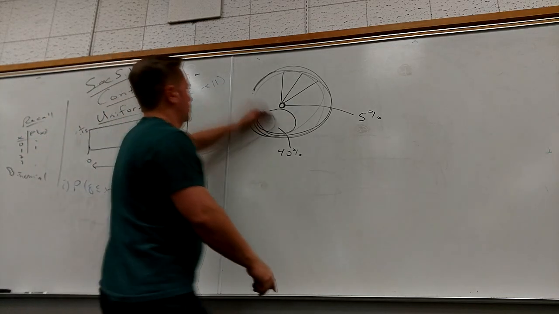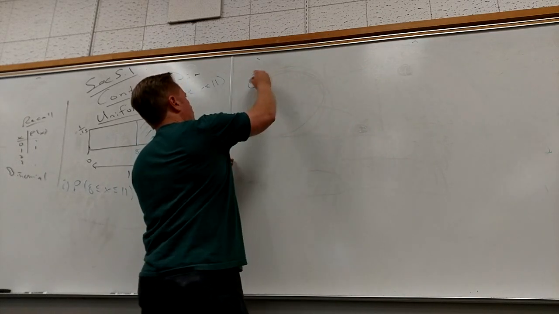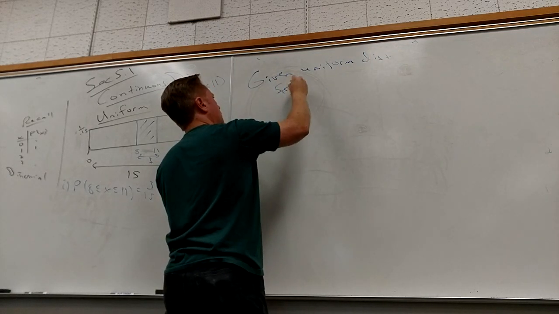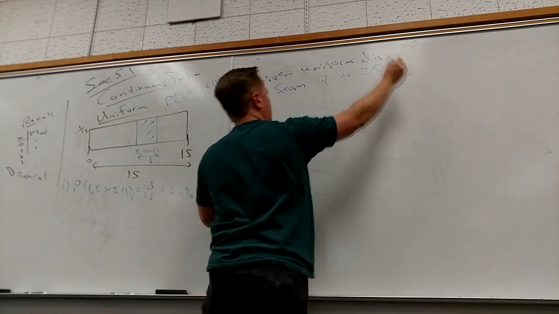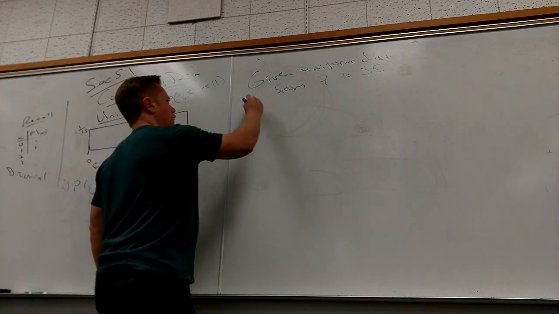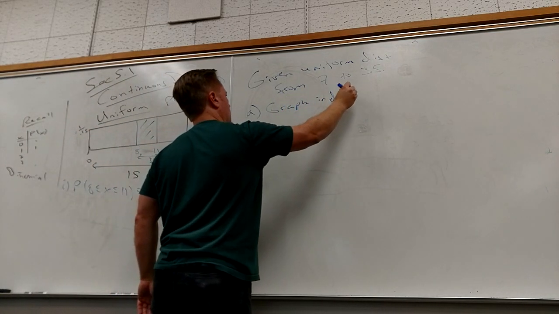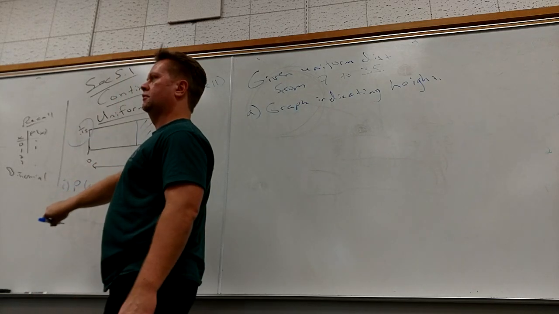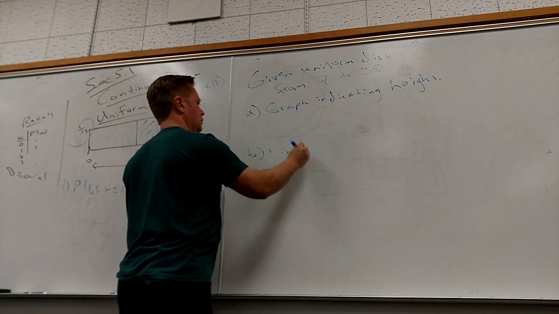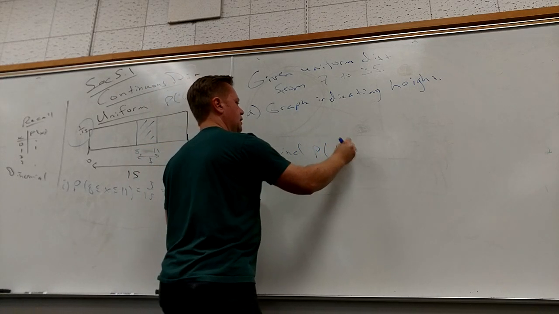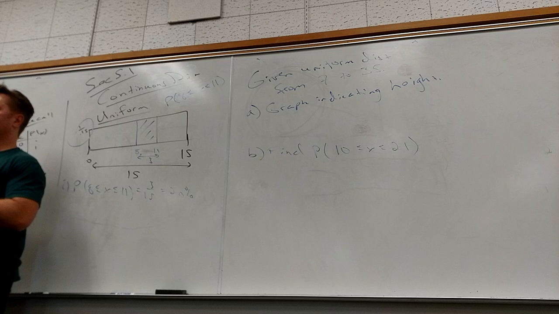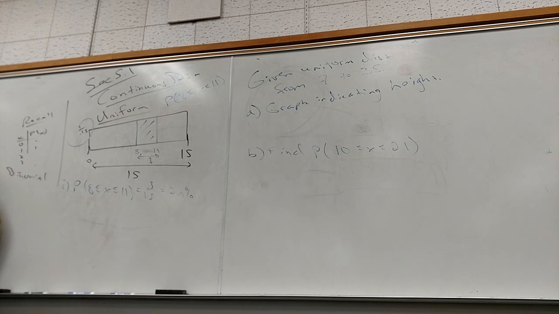Okay, so please, dear God, uniform distributions are finding areas of rectangles. All right, let me let you guys try one. Given a uniform distribution from 7 to 35, part A is graph it, indicating height. And then part B is find the probability that it's between 10 and 21. Go. It's just a bunch of rectangles.